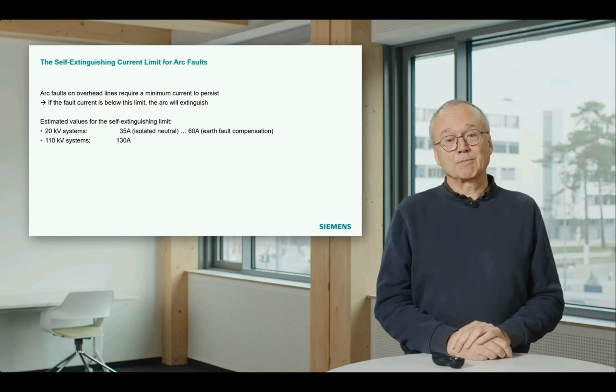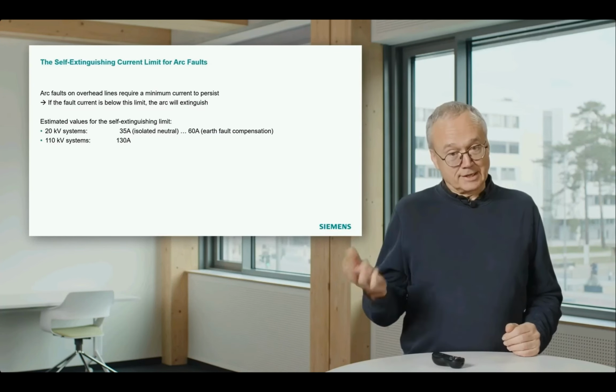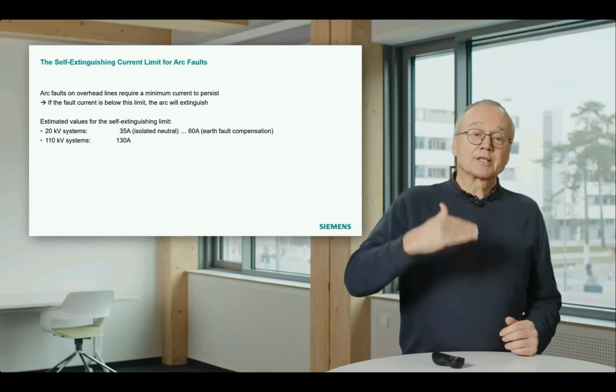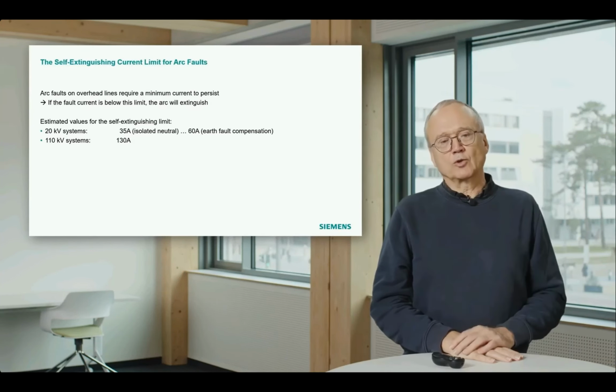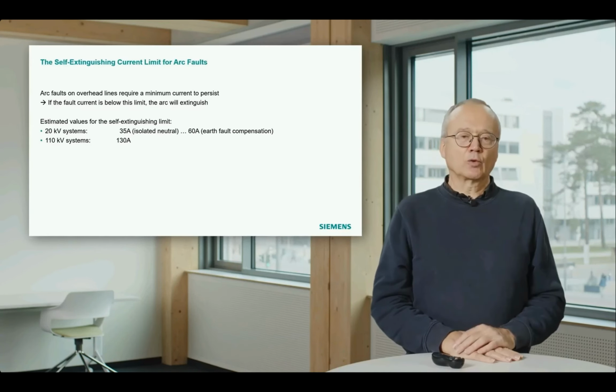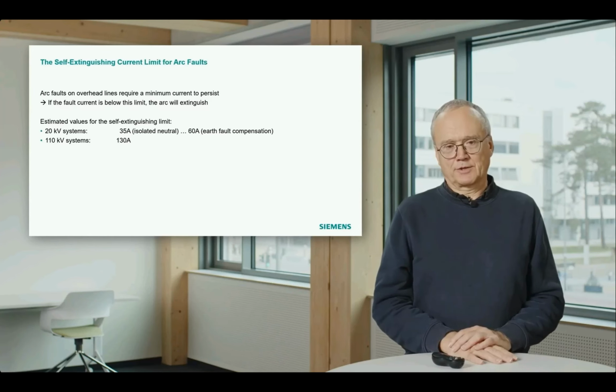The fault just disappears. If you have earth fault compensation, what we will discuss in the next part, this limit is a bit higher at 60 amps. If you go into 110 kV systems, you typically have earth fault compensation. This limit is around 130 amps, but it depends on a few other conditions.